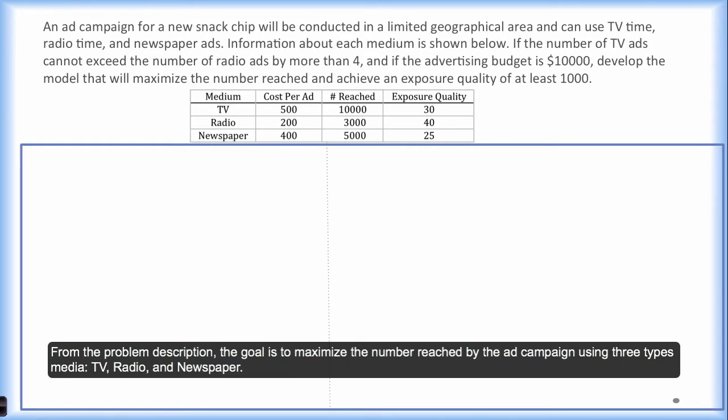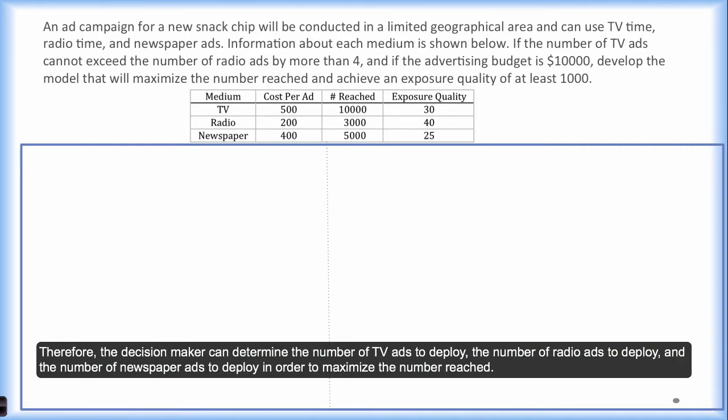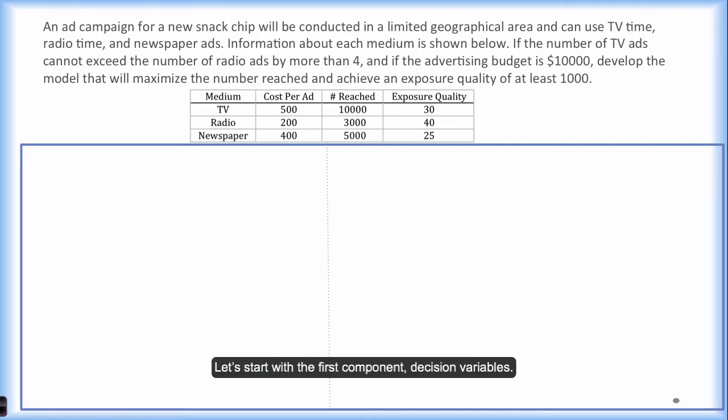From the problem description, the goal is to maximize the number reached by the ad campaign using 3 types of media: TV, radio, and the newspaper. Therefore, the decision maker can determine the number of TV ads to deploy, the number of radio ads to deploy, and the number of newspaper ads to deploy in order to maximize the number reached. Let's start with the first component, decision variables.